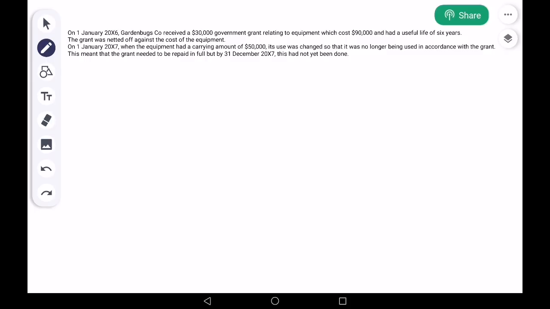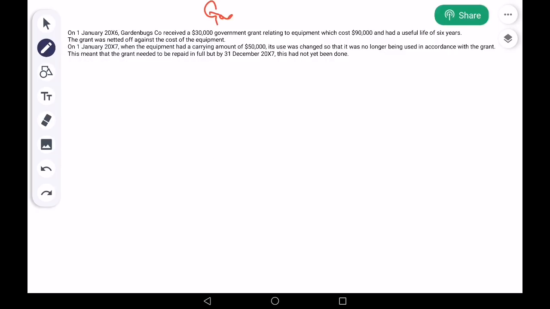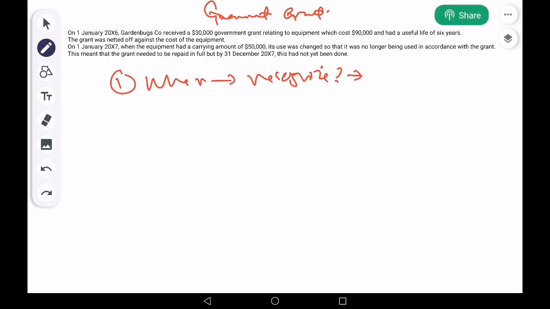Okay, today's topic is about government grant. First, you must know when to recognize it. As mentioned in this case, on the 1st January, you receive a 30,000 government grant. That means the 1st January is the date you can start to recognize the grant, because it is reasonably certain that you have met all the conditions.